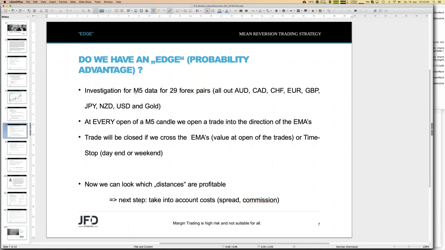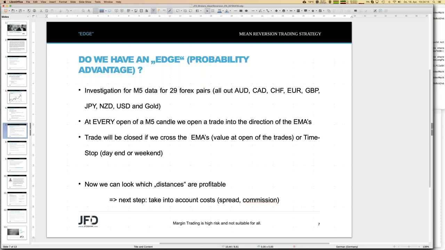So with more than 15 years of history, which is more than 1 million candles per pair, I originally investigated 29 Forex pairs. So everything you can create or combine out of those eight currencies. And finally, the 29th is gold, which for me personally acts like another Forex pair. But anyhow, the amount of data I have investigated has been quite huge.